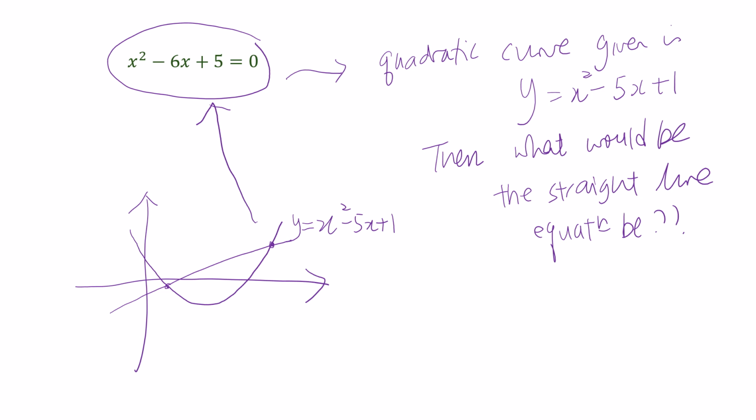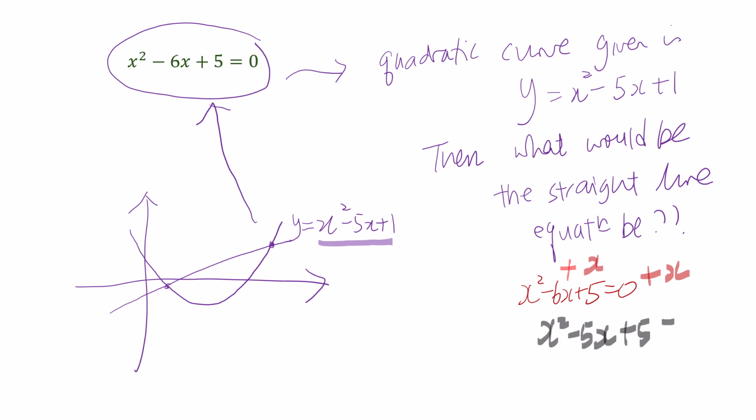Right, so we have to work on what is given. What is given is x squared minus 6x plus 5 equals 0. I need to manipulate it so that on one side of my equation, I will get x squared minus 5x plus 1. To get minus 5x, I need to add x on both sides. So here I would get x squared minus 5x plus 5 equals x.